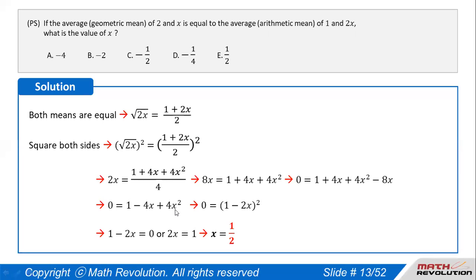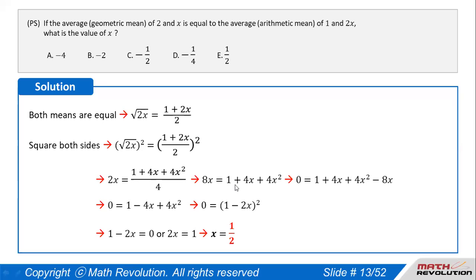Just pay attention to it. It is 1 minus 4x plus 4x squared. 4x squared can be written as (2x) whole square. 1 can be written as 1 whole square. That means it's (1 minus 2x) whole square. So that's a formula or identity that you can use.